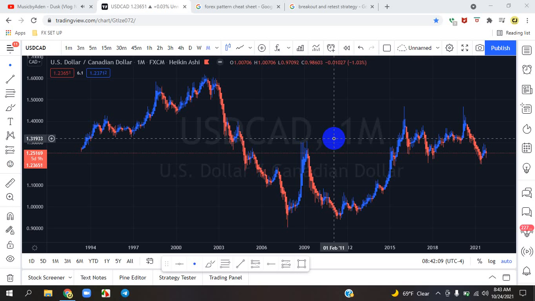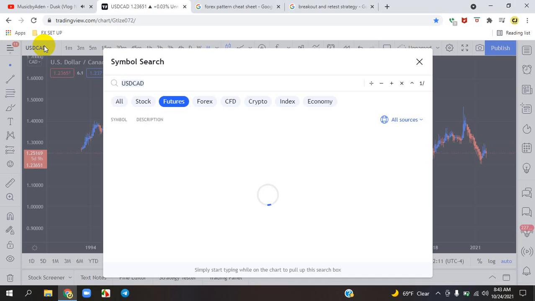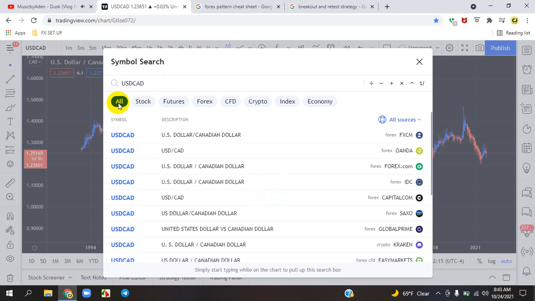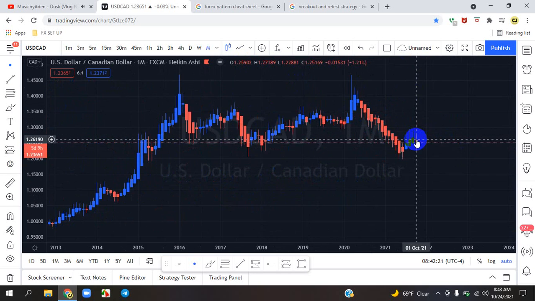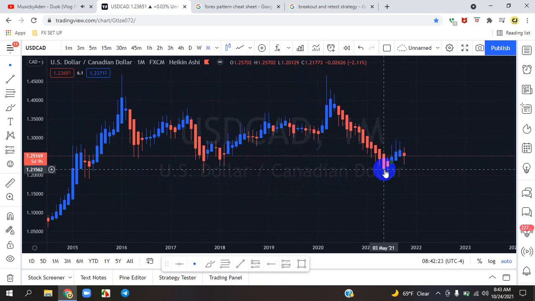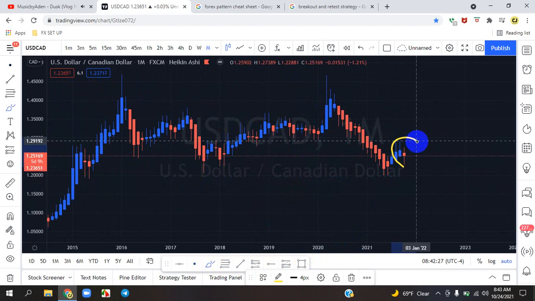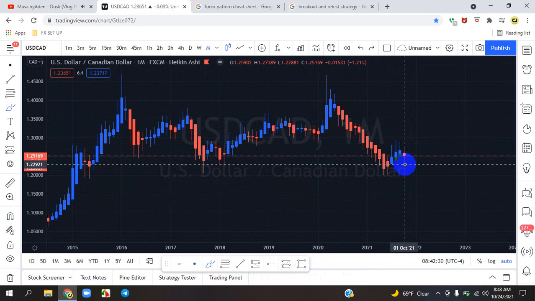Okay, guys, we are marking up USD CAD. Let's take a look at what's going on in the market. Head over to price. Price action, last active candle.